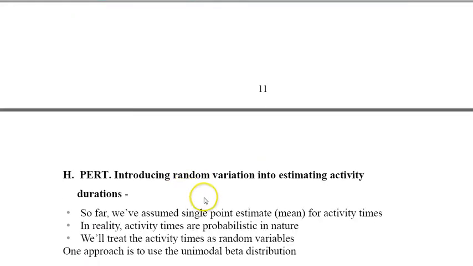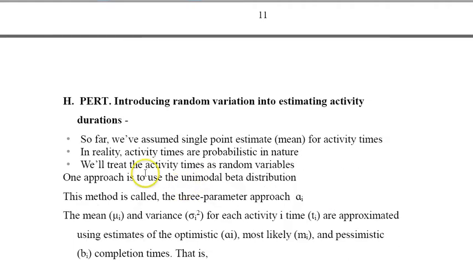Now we want to introduce random variation into estimating activity durations. So in reality, activity times are probabilistic in nature. We'll treat them as random variables, which means they are sources of randomness. And as random variables, they should have a distribution associated with them.